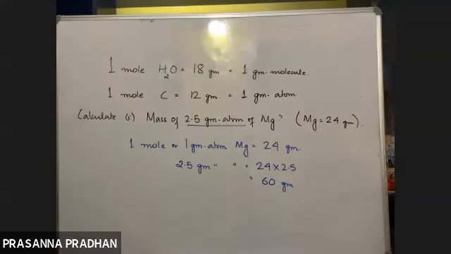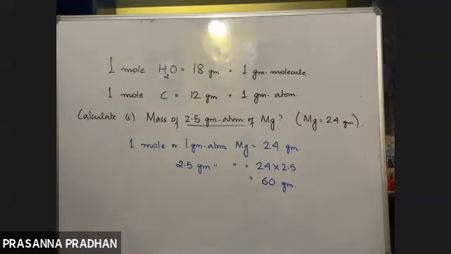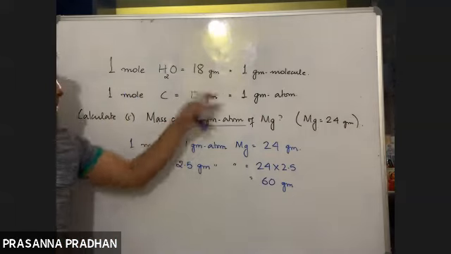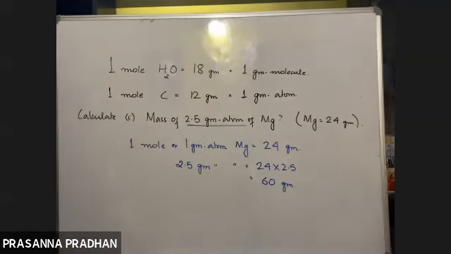So I just needed to clear this nomenclature. 1 gram atom means 1 mole of atom. 1 gram molecule means 1 mole of molecule. Okay. Fine. So I think this concept is clear now. Gram atom means 1 mole of atom. Gram molecule means 1 mole of molecule.